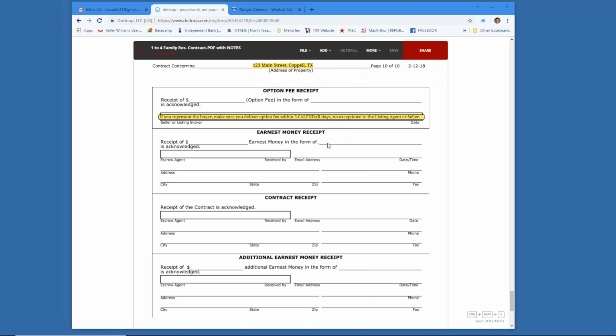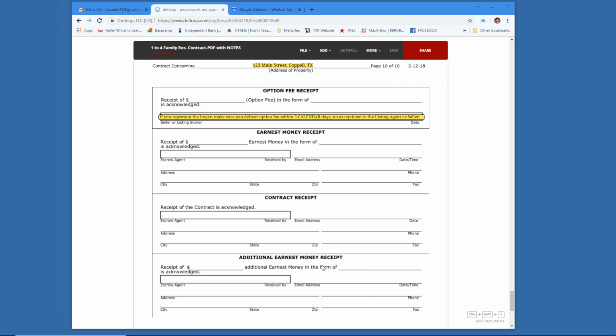And then the earnest money, two different receipts. Sometimes the contract shows up in an email the day of execution or maybe the next day, and so they can receive the contract. And then the earnest money is delivered a day or two later or wired or something. So that's why there's a separate earnest money receipt and a contract receipt, because sometimes those are received separately.